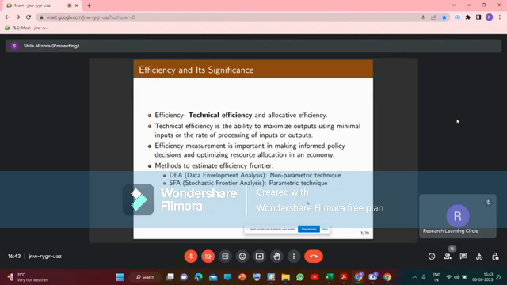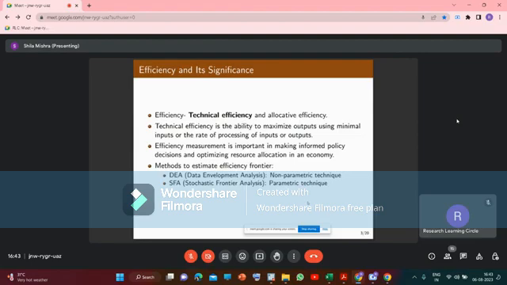So how do we estimate the efficiency frontier? There are two methods by which the efficiency frontier could be estimated. One is a non-parametric technique, and the other is the parametric technique. In non-parametric technique, we have data envelopment analysis, and in parametric technique, we have stochastic frontier analysis. So what do we mean by parametric and non-parametric technique?